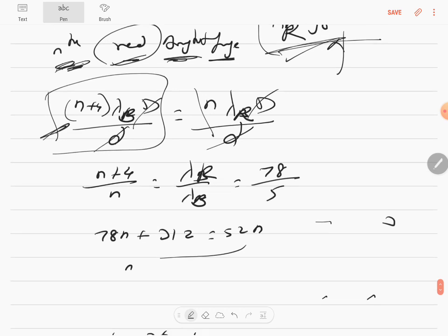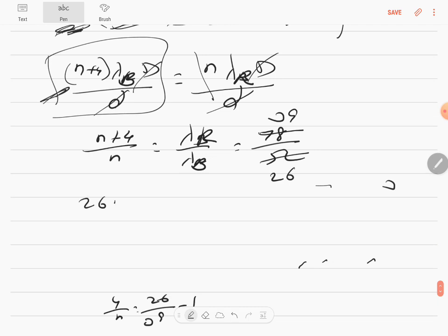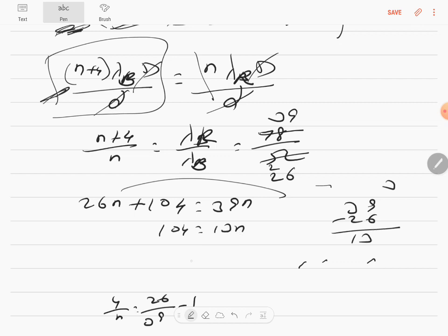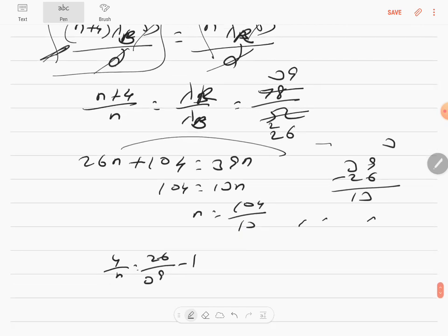So 78 by 52. Let's do the calculation here. Can we cancel this? 3 2s are 6, 9 2s are 18, 2 2s are 4, 6 2s are 12. Then cross multiplying, 26n plus 6 4s are 24, 4 2s are 8, so 104, is equal to 39n. Taking it to this side, 104 is equal to 39 minus 26, which is 13n. So n is equal to 104 by 13. What is 104 by 13? 8 3s are 24, so 104. So n is equal to 8.